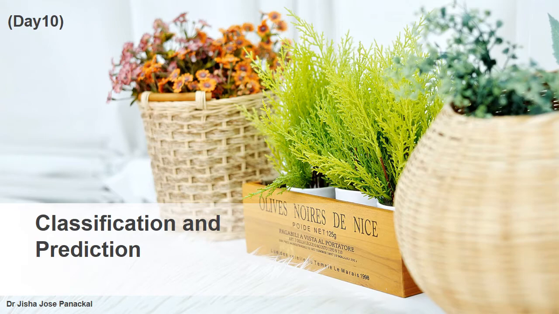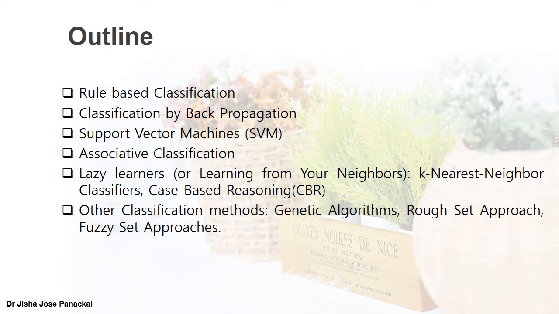in this particular material. This material includes rule-based classification, classification by backpropagation, support vector machines, associative classification, and lazy learners, which are also known as learning from your neighbors. We will cover two such types of learners, k-nearest neighbor classifiers and case-based reasoning. We will also discuss some other classification methods, including genetic algorithms, rough set approach and fuzzy set approaches.